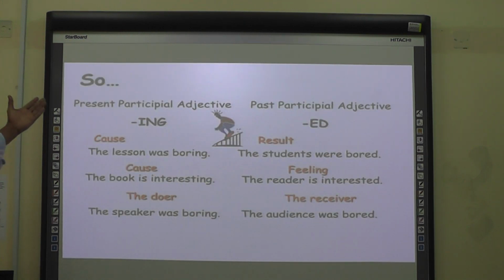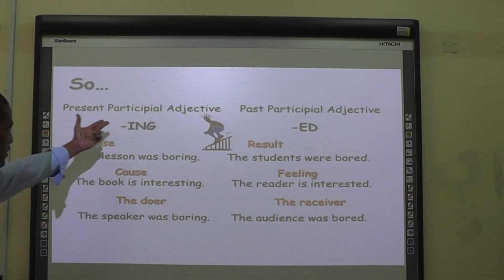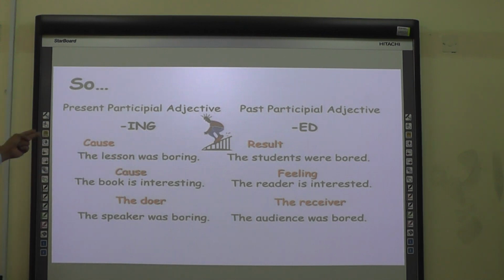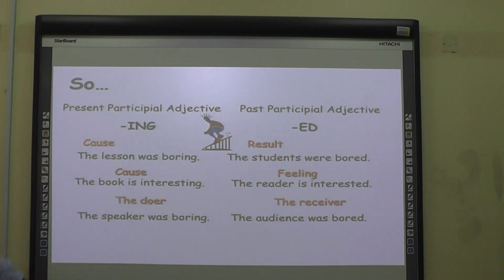So here you can say present participle adjectives, which a verb plus ing can use to describe or to talk about the cause. The lesson was boring. The book is interesting. Or about the doer of the action. The speaker was boring.